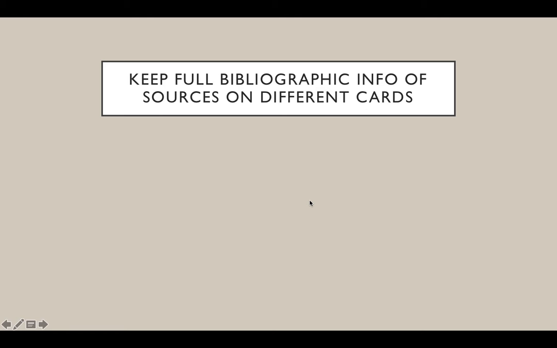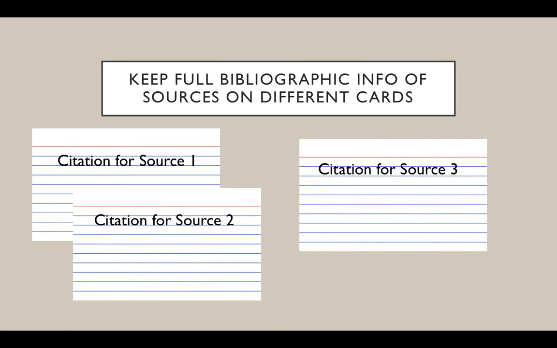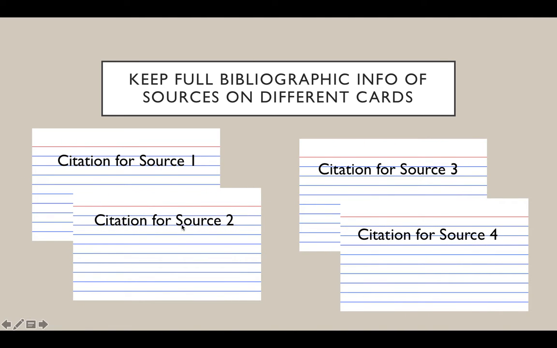So the full bibliographic information is going to go in a separate place. You can just start a works cited list. You can have bibliographic cards. So let's say you were going to do cards. I would have a different citation for each source that I'm using. Remember, for this paper, you're going to need 6 sources at least. So you have a different citation for each source.